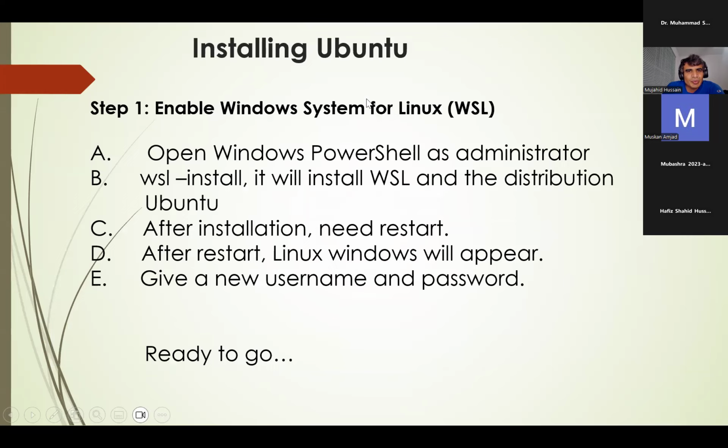So before we start using Ubuntu, we need to install what is called Windows Subsystem for Linux on our Windows computer. We are going to learn how we're going to do it. First we need to open Windows PowerShell. We need to open Windows PowerShell as administrator.